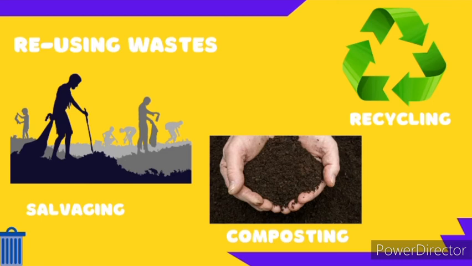Then we have composting. It is changing waste from plant and animal origin to organic manure. Now, this is done with the help of microorganisms, especially bacteria and fungi. What bacteria and fungi do is they help to decay these waste materials. So the manure produced can be used to help crops to grow and produce well.